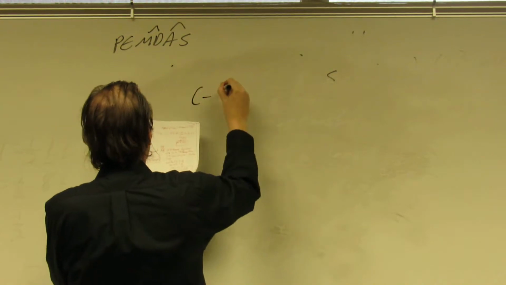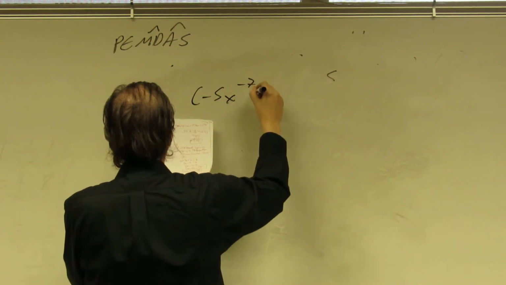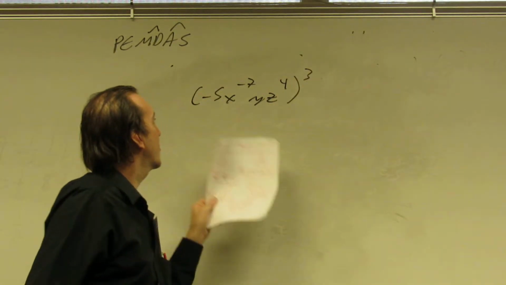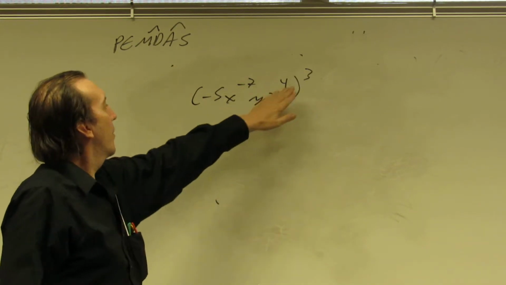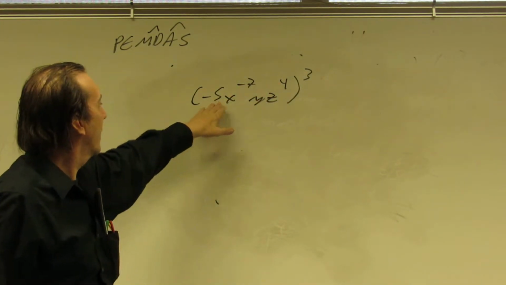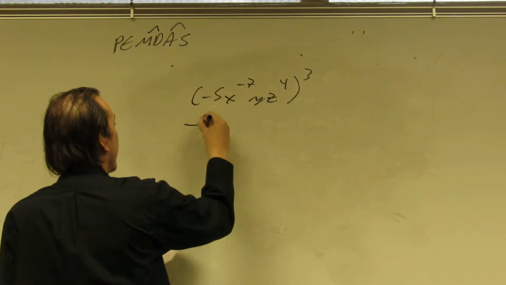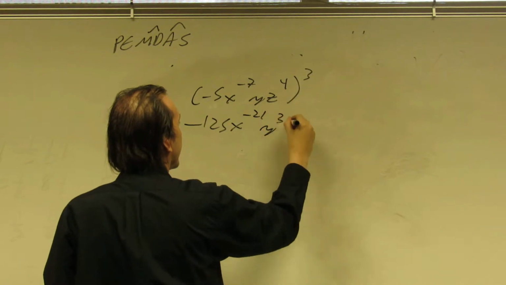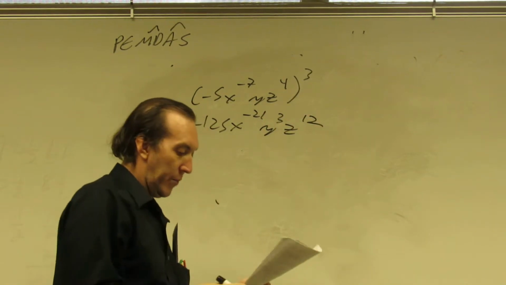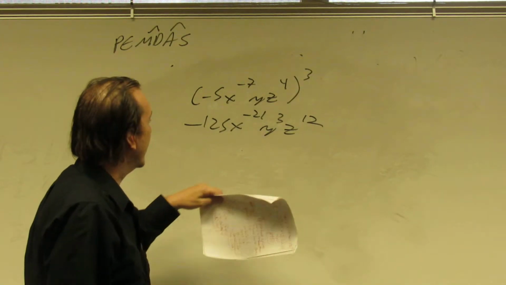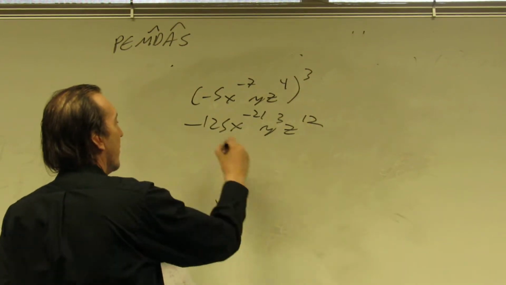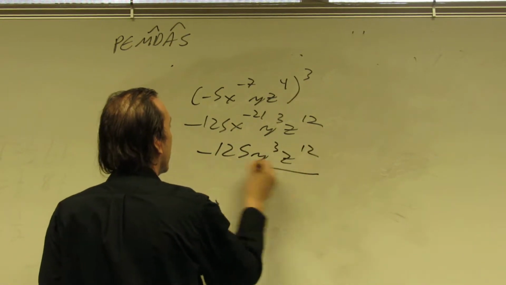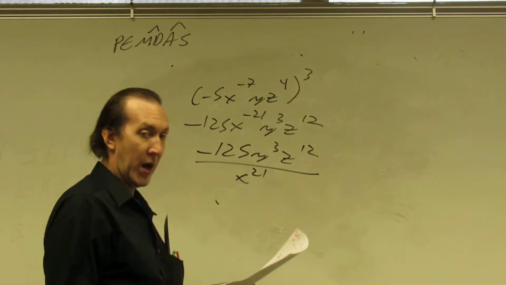Next, let's say that we have negative 5x to the negative 7, y, z to the 4, all raised to the 3. So we're just going to multiply everything by 3. Negative 5 to the third is negative 125, x to the negative 21, y to the 3, z to the 12. But remember that we need to have all positive exponents. So the x needs to go on the bottom. So we have negative 125, y to the 3, z to the 12 over x to the positive 21.